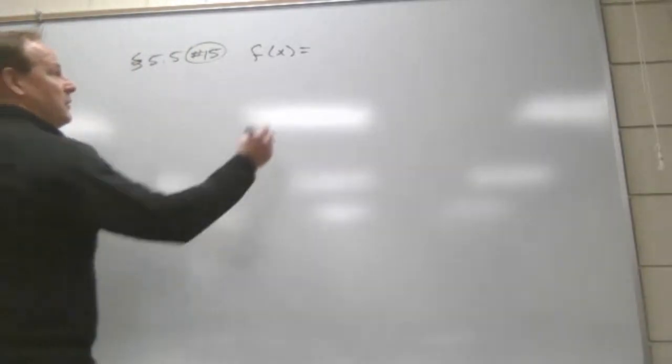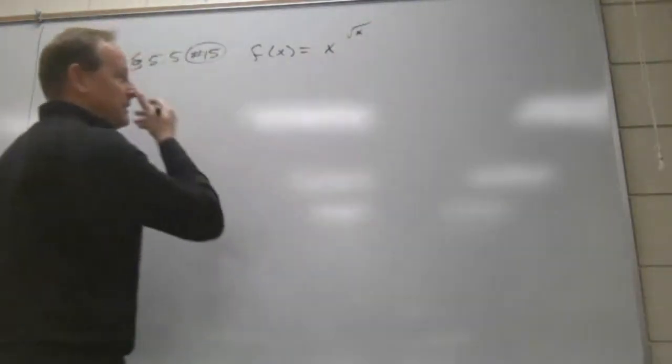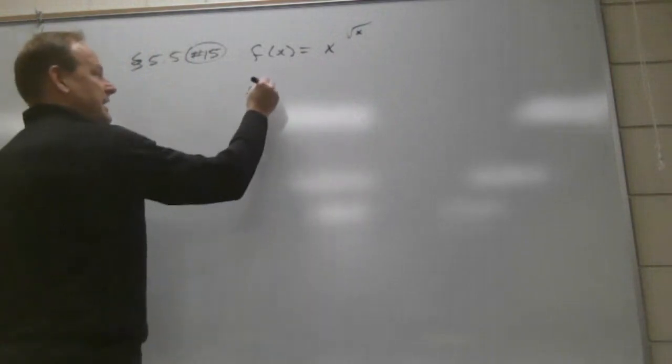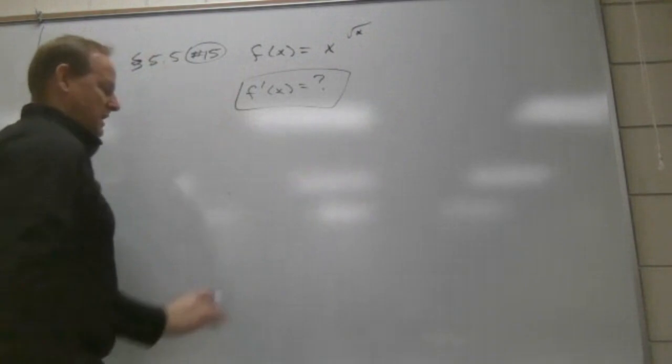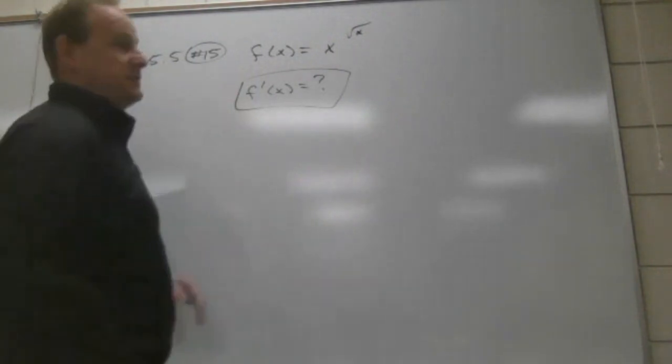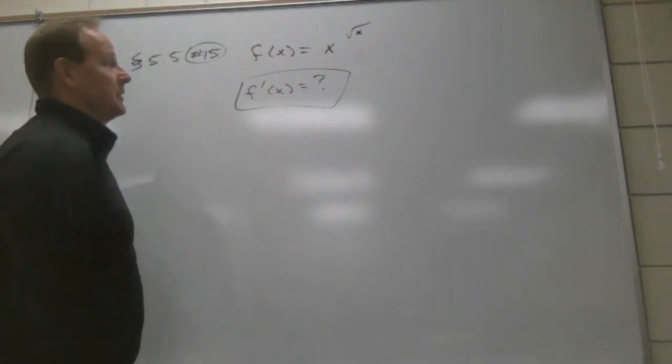Just make sure. Perfect. Okay, so we've got f of x equals x to the square root of x power, and we want to find f prime of x. The problem is this is x to a function. It's not just x to a power, so the power rule doesn't really work here.